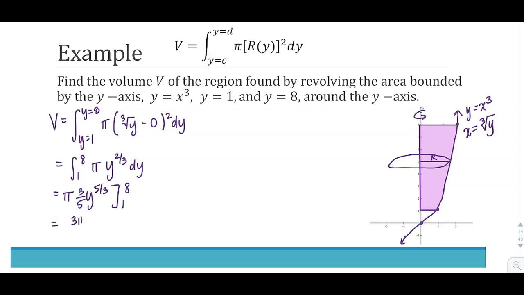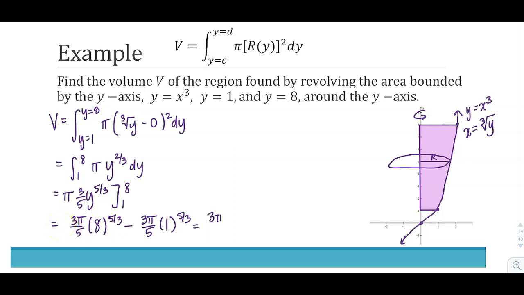So I'm going to have 3 pi over 5, 8 to the 5/3 minus 3 pi over 5, 1 to the 5/3. And so evaluating 8 to the 5/3, that's the cube root of 8, which is 2. 2 to the 5th is 32. So 8 to the 5/3 is 32.